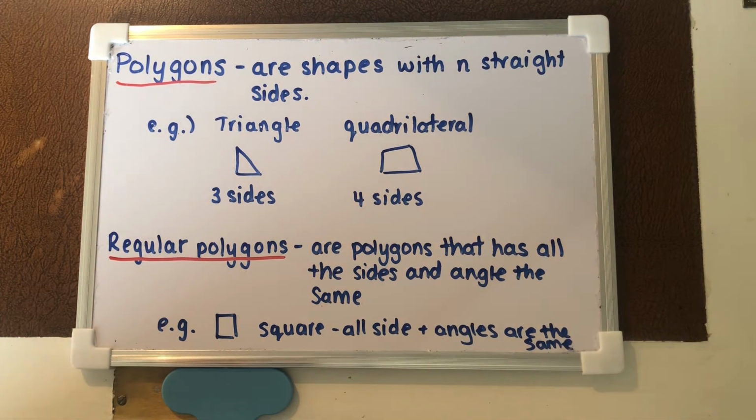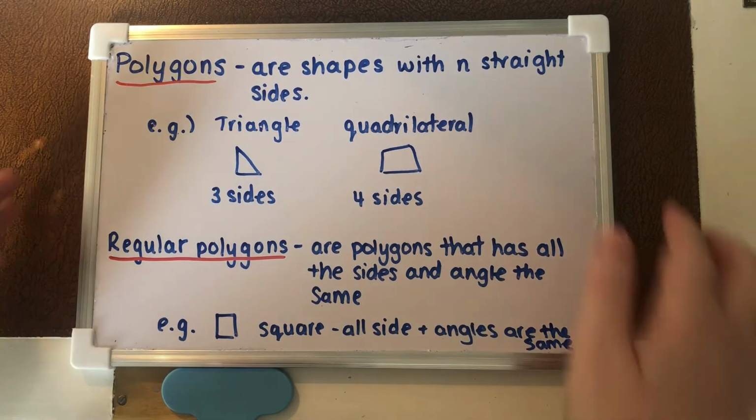There are 2 other parts to polygons. You've got 2 different types. You've got a regular polygon to start off with. That means that a polygon has all the same length sides, and the angles are also the same. So the best example for that would be a square, because in a square, all the sides are the same length, and also all the angles are the same, they're all 90. So yeah, that's the first type.